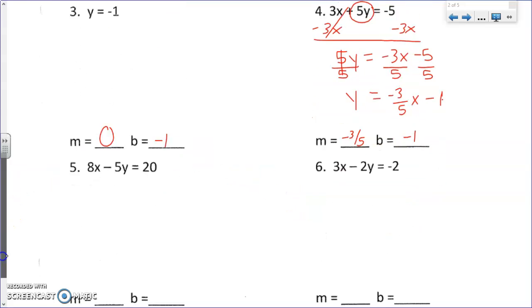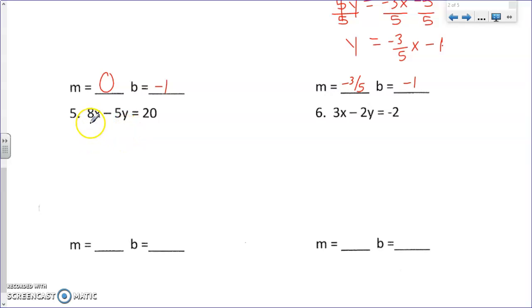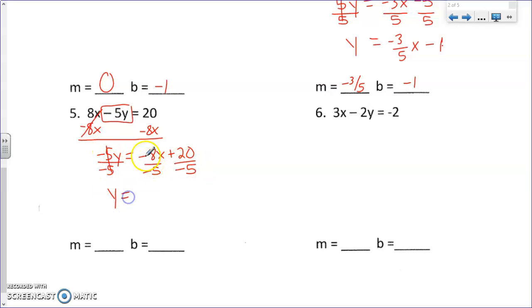Okay, so here on number 5, I need to solve for y, so I need to subtract 8x. That cancels. This leaves me -5y equals -8x plus 20. I need to divide each term by -5. Watch your negatives. So I get y, a negative divided by a negative is a positive, so that'll be 8/5 x. 20 divided by -5 is -4. So my slope is 8/5, and my b is -4.